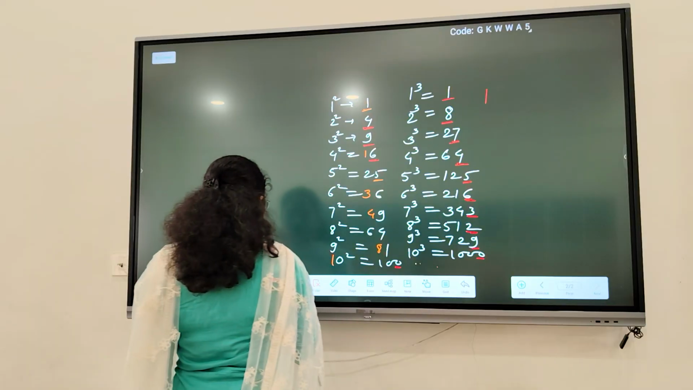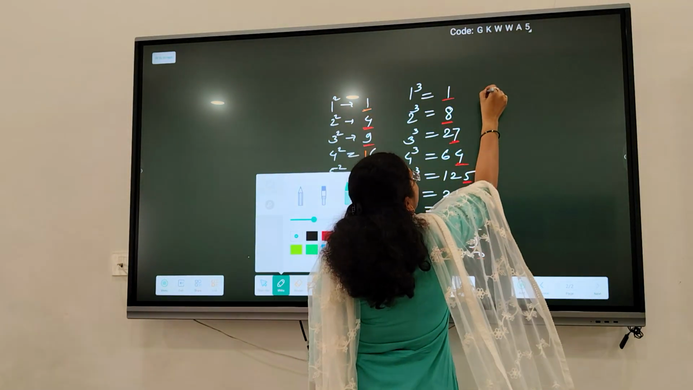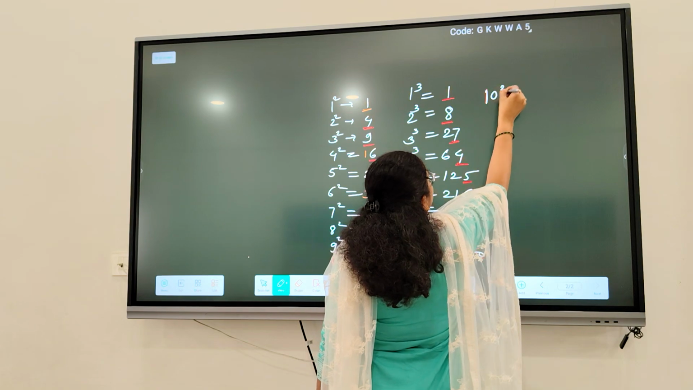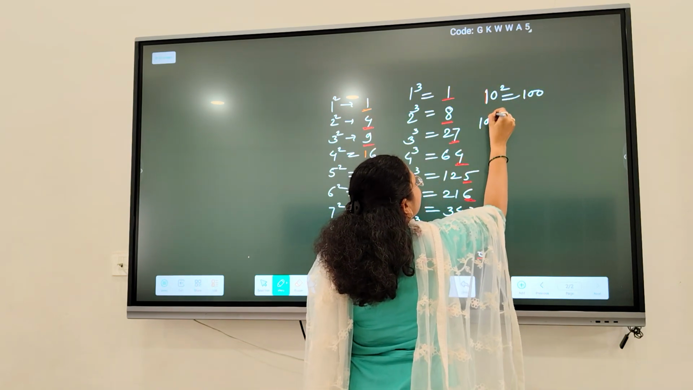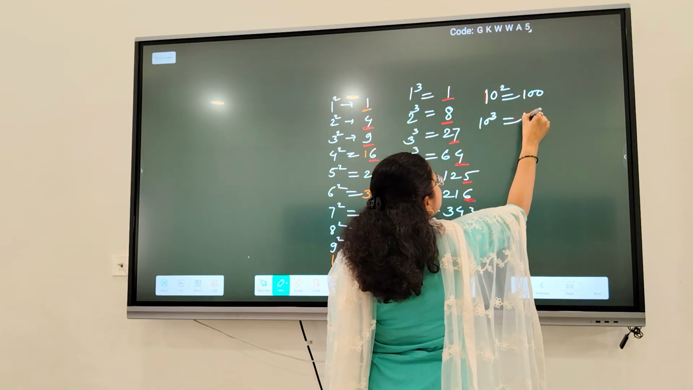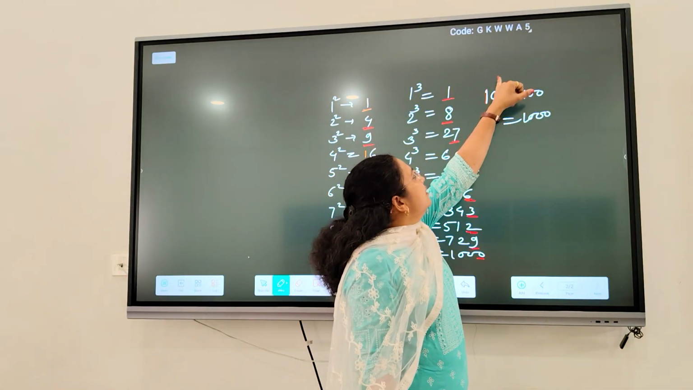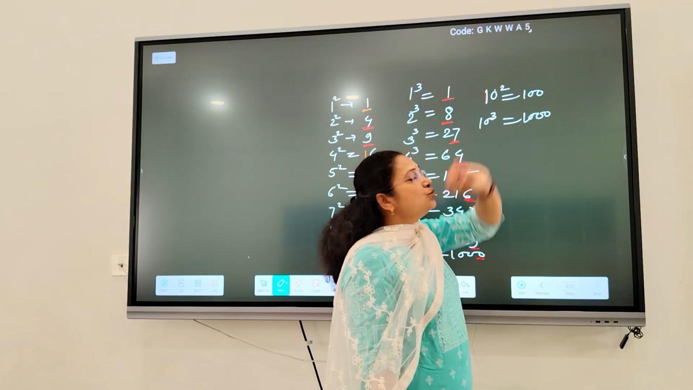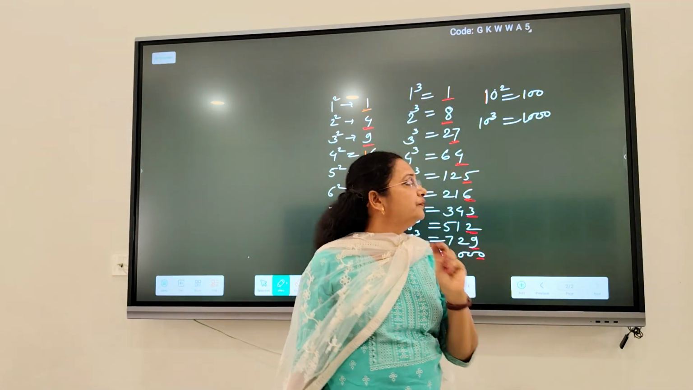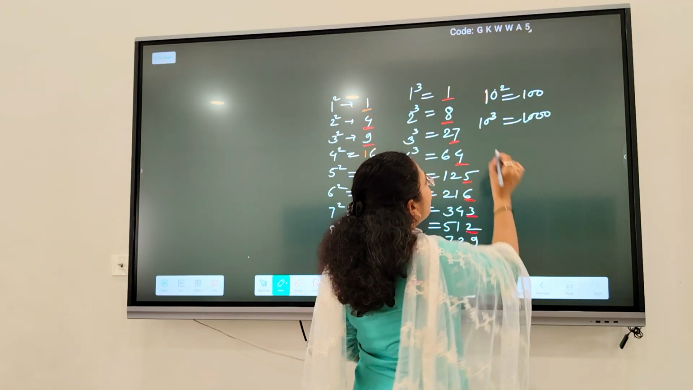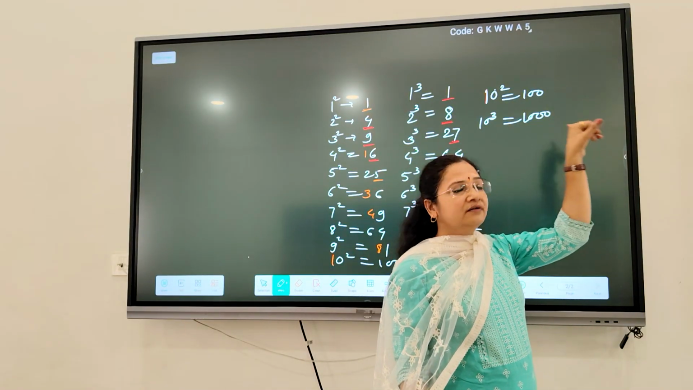Now what is square of 10? Square of 10 is 100. And what is cube of 10? That is 1000. Now see, the index of this 10 is 2, so how many zeros? 2. The index of 10 is 3, how many zeros? 3.